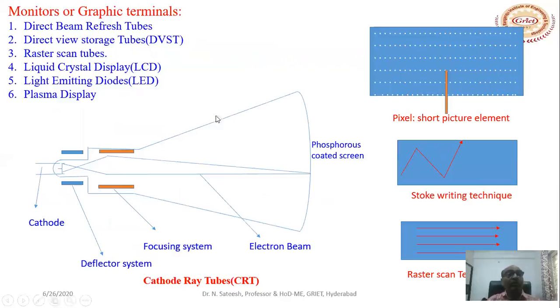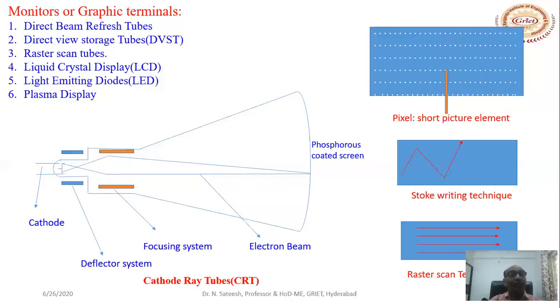Now let us discuss monitors and graphic terminals. These are output devices. There are 6 types of output devices: direct beam refresh tube, direct view storage tube, raster scan tube, liquid crystal display, that is LCD, light emitting diodes, LED, and plasma display. The first three, direct beam refresh tube, direct view storage tube, and raster scan, work on the CRT technique, and we will discuss them one by one.